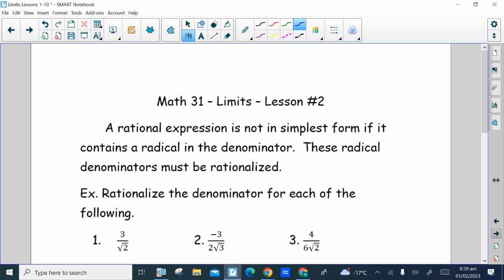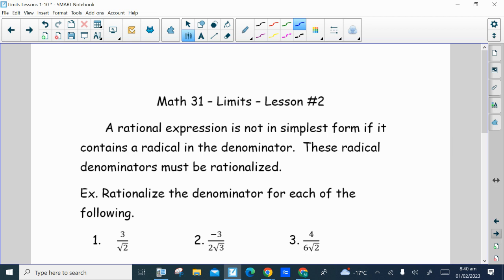Okay, so remember, we're working towards evaluating limits. We talked about this yesterday, right? The concept of a limit is you're going to find what the value of a function is approaching as x, or whatever the variable is, approaches some value. And in many cases, that value is a non-permissible value. So we need to do something to that function to get rid of the non-permissible value on the bottom.